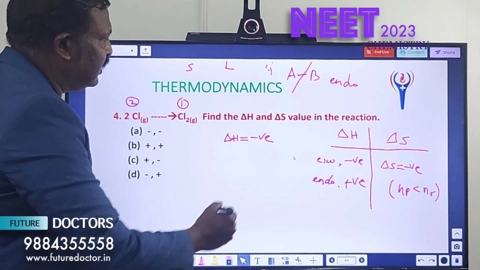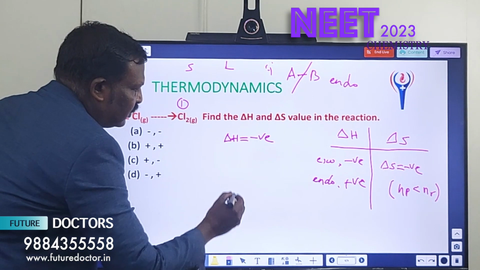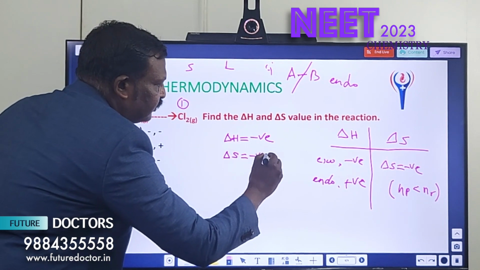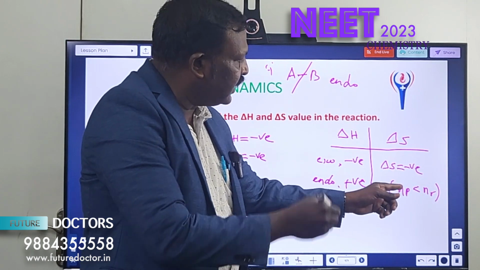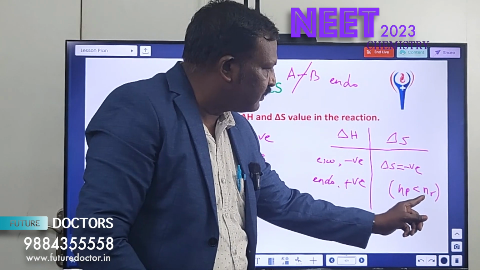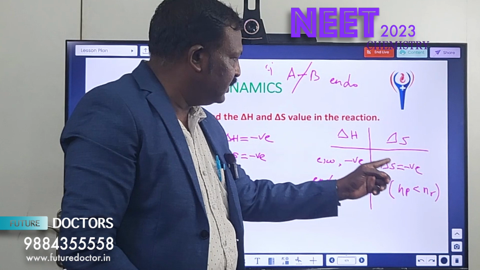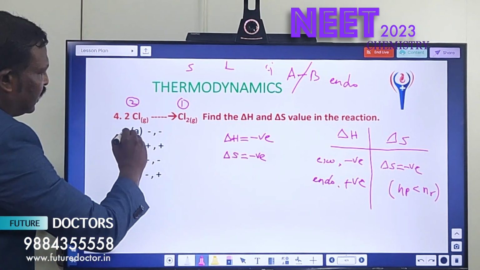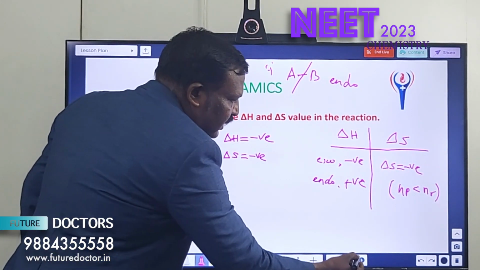So del S is less than 0, negative. I gave only one case, but remember, if the number of moles of product is greater than the number of moles of reactant, it will be positive. But in this reaction, it will be negative. So both are minus, and then A is the correct option. Understood? Okay, now see the next one.